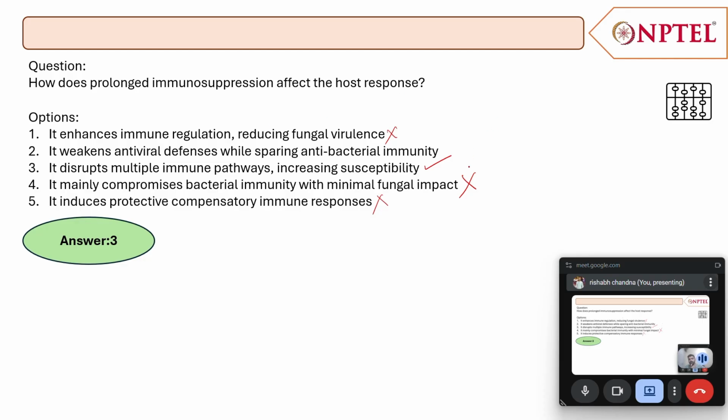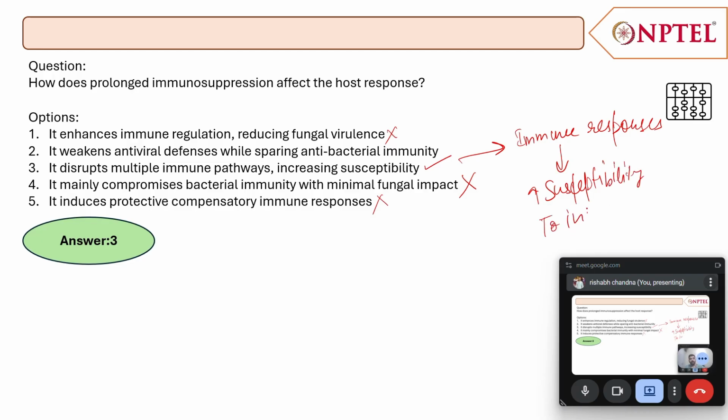So what happens because of the immune suppression? The immune responses are basically affected, so they increase the susceptibility to various infections. Okay, now let's move on to the next question.